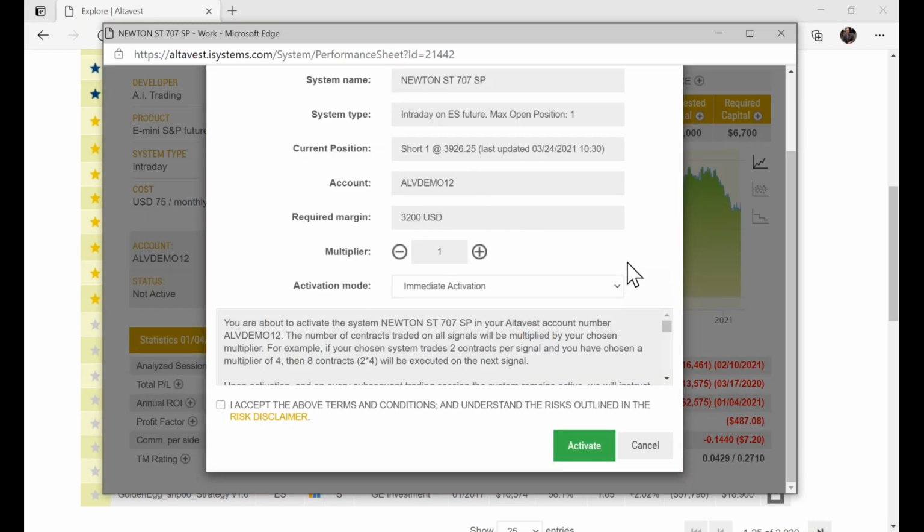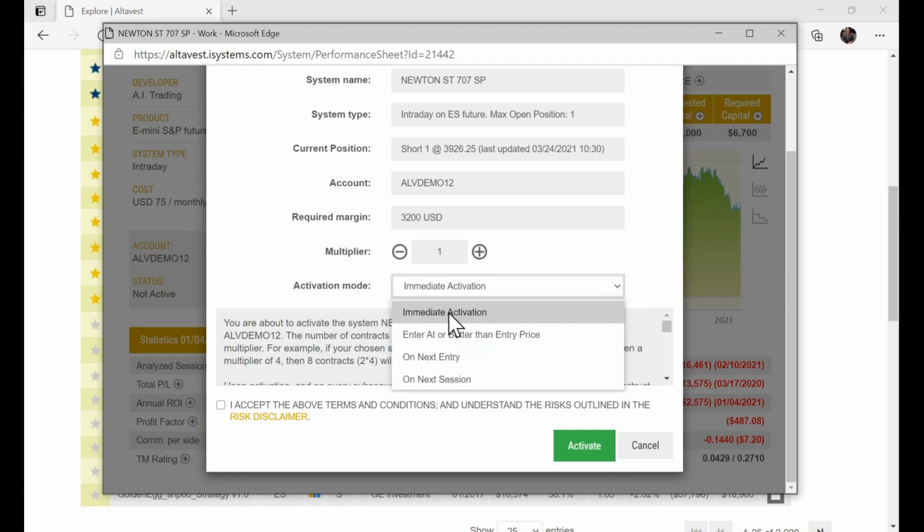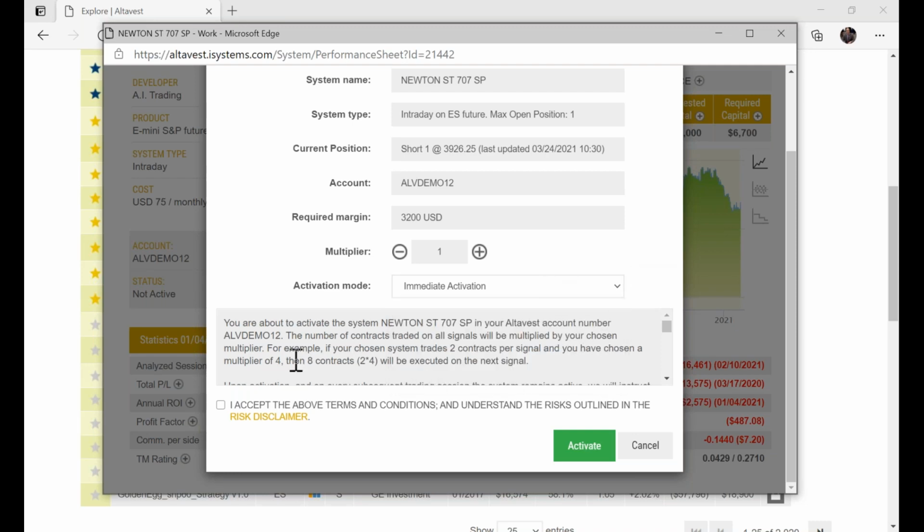because that's a risk control. So that if you're using AV systems and you try to activate a bunch of systems and you don't have the money to do it, you won't be allowed to. So you can activate immediately on the next entry, next session, or at or better on the next entry. So let's just go immediately activate. Let's see what happens here. Either way, it's fine. If it activates, that's great. If it doesn't activate, that's great too. Let's just find out.